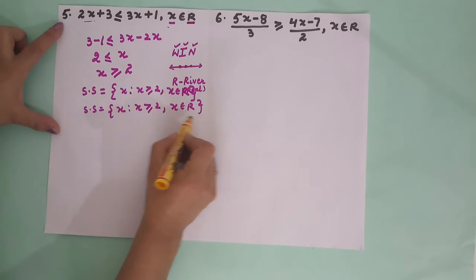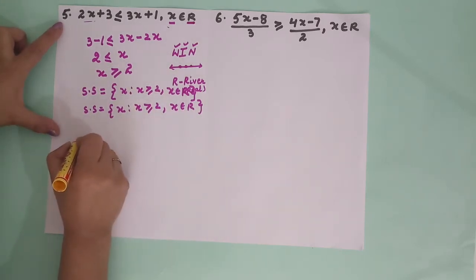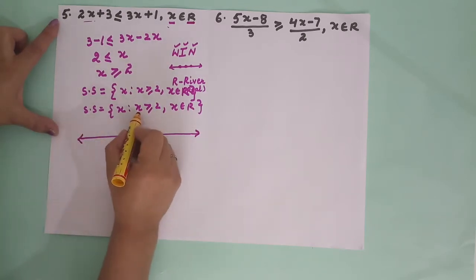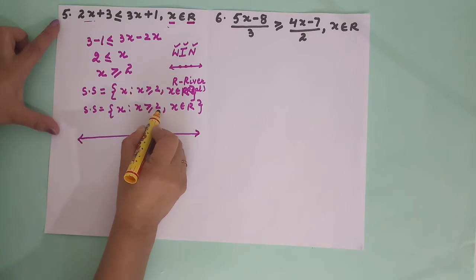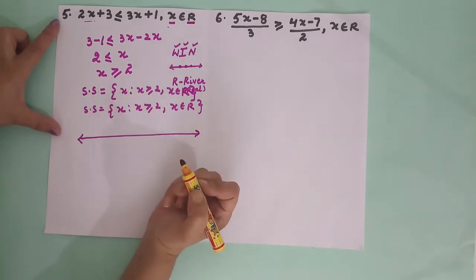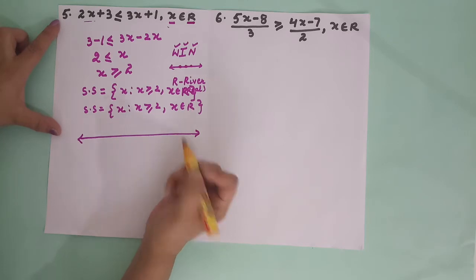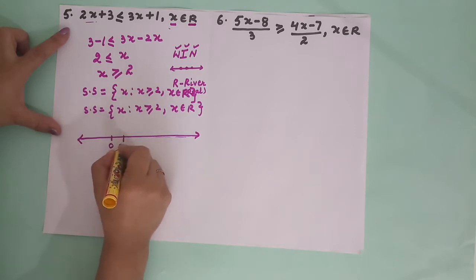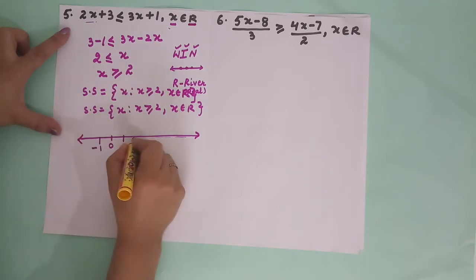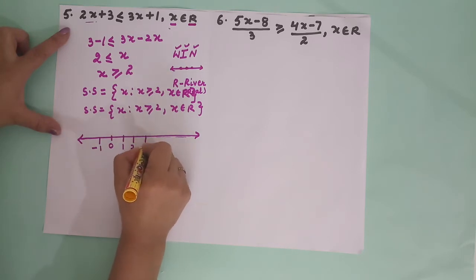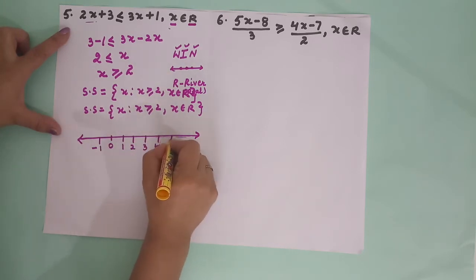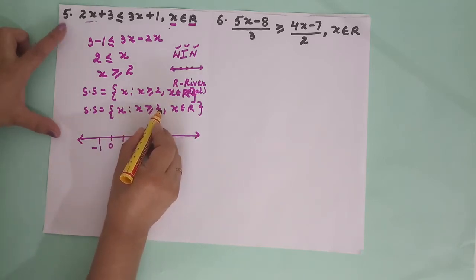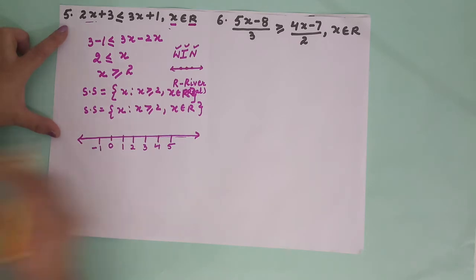Now the question is, how do I represent this on a number line? Draw a straight line with arrows on both the sides. If x is greater than 2, then all the real numbers which are greater than 2 will fall here. So let me write 0, 1, in fact minus 1 here also, 2, 3, 4. There is no end point to this. It will go on. x is greater or equal to 2. Now there are two ways of representing this. I'll show you both the ways.